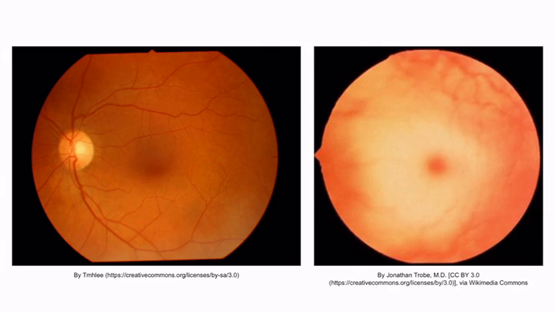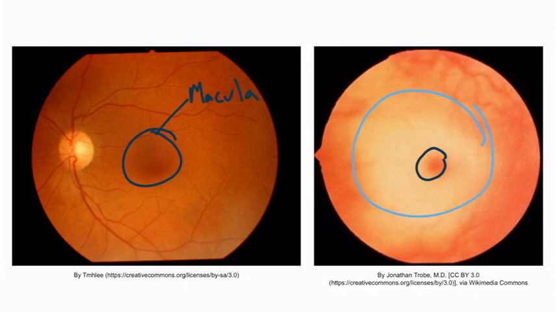A cherry red spot is most commonly seen in patients who've had a stroke resulting in an occlusion of the central retinal artery. From anatomy, you should know that this part of the eye right here is called the macula. In the figure on the right, notice that the macula right here appears much brighter compared to the surrounding region right here. This is because the central retinal artery, CRA, supplies blood to the surrounding region of the macula. So when it's occluded, less blood reaches this area.